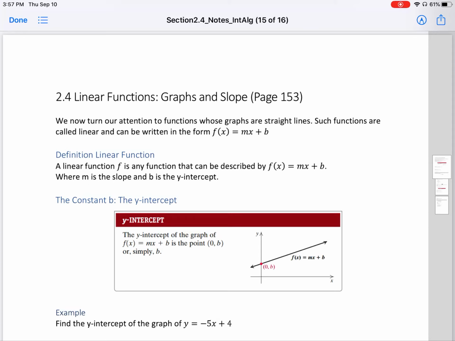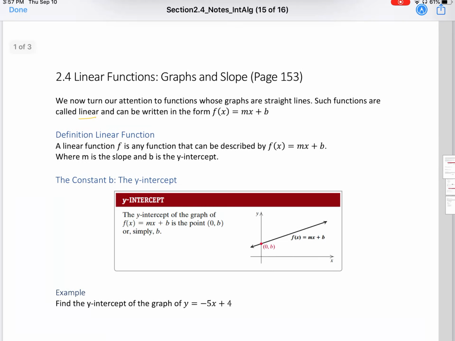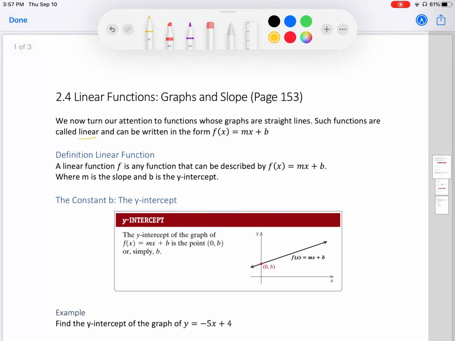Section 2.4, Linear Functions, Graphs, and Slope. We now turn our attention to functions whose graphs are straight lines. Such functions are called linear and can be written in the form f of x equals mx plus b. Before we begin, our m is going to be what's called the slope, and our b value would be our y-intercept.